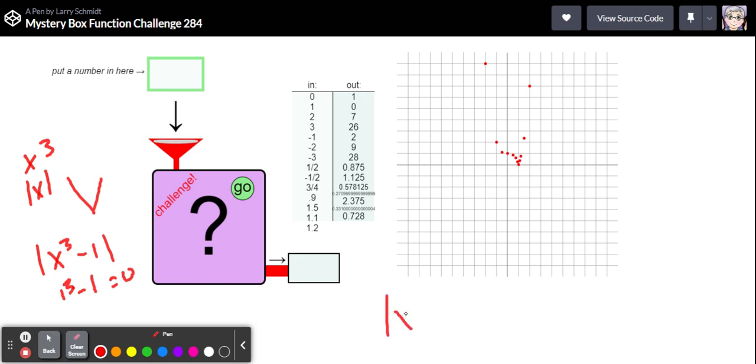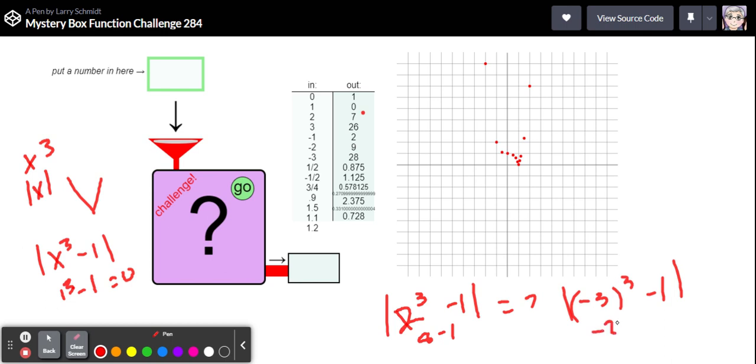How about if I put in a 2? Let's try that. So absolute value of 2 cubed minus 1. So 2 cubed is 8, minus 1 is 7. Absolute value of 7 is 7. And that's what we're getting there. Let's just try a negative value just to be sure here. So let's put in a negative 3. So negative 3 quantity cubed minus 1 and then the absolute value. So negative 3 quantity cubed is negative 27. Minus 1 would be negative 28. You take the absolute value of that, you get 28. And we are getting 28.